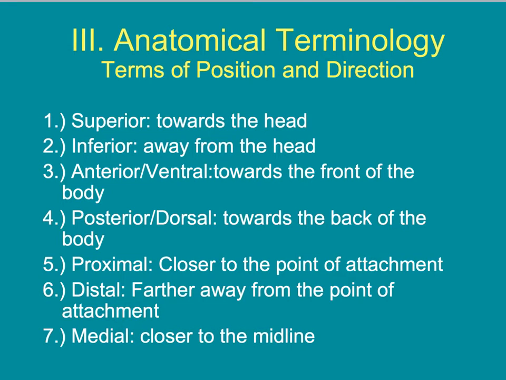Anterior or ventral means towards the front of the body, while posterior or dorsal means towards the back of the body. So if we're talking about the heart in relation to the spinal cord, we may say that the heart is anterior or ventral to the spinal cord. We could also say that the spinal cord is posterior to the heart.